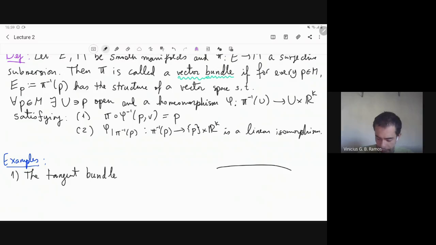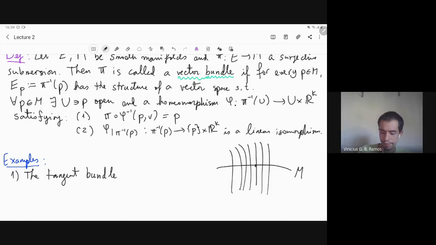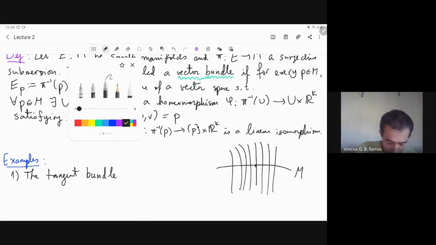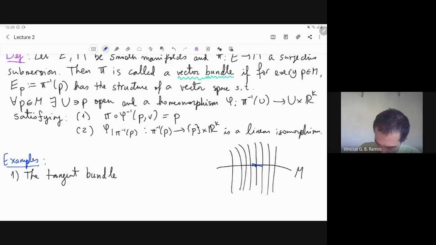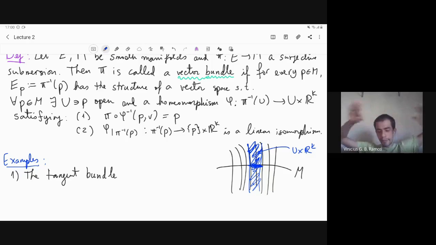A picture. The idea is that I have M, and over each point of M, I have a vector space, and I'm drawing kind of a line like this, such that every time I have a point, I can always find a sufficiently small neighborhood so that the preimage over here is like a cylinder, or just a product. So this would be U times Rk. And the point is that, if we look at all of M, you cannot in general say that this bundle is M times Rk.